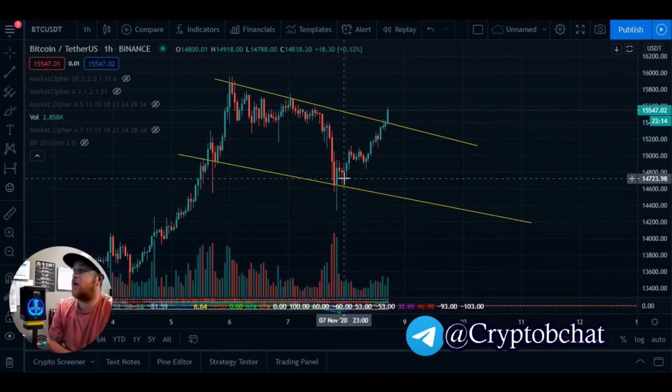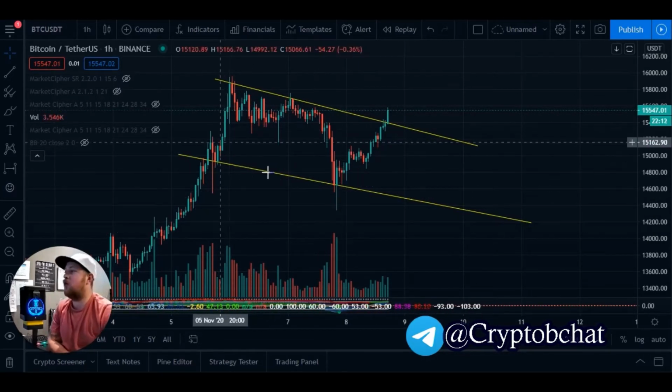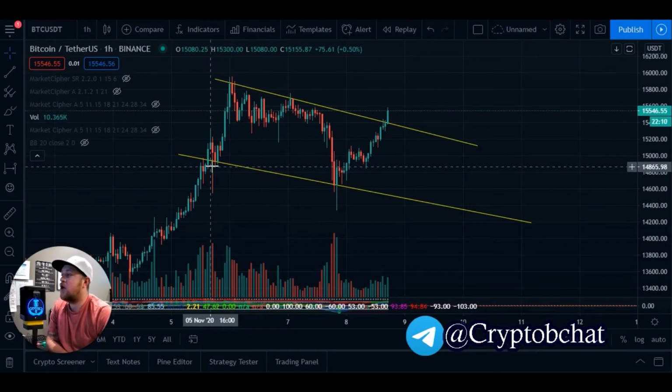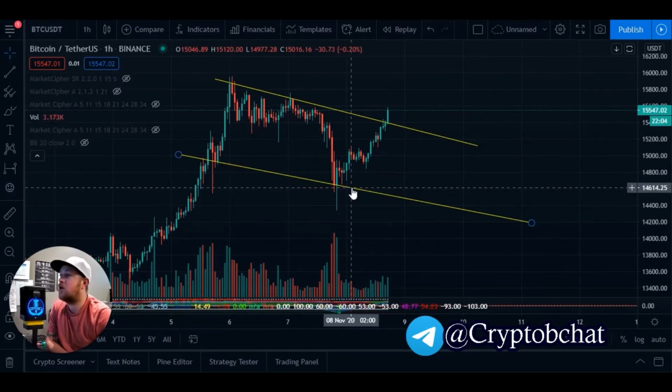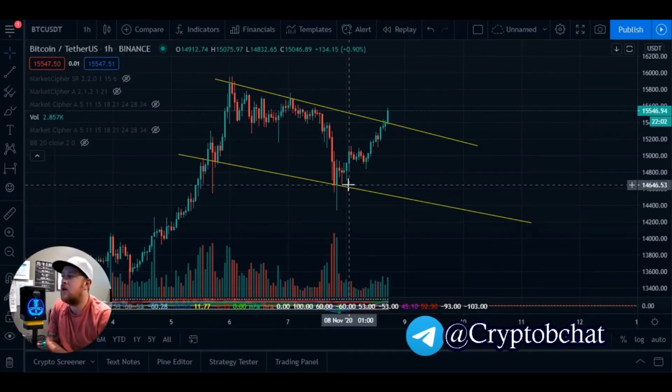So guys, if we look here, this is what your bull flag looks like. You hit your trend lines lower and top, 3 touches for validation. The bottom has not technically been validated yet.